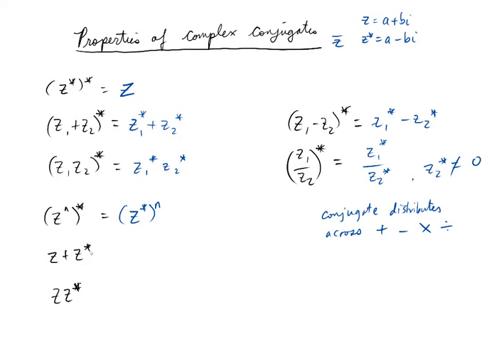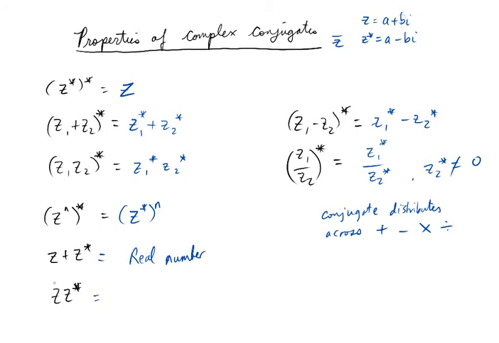z plus z star: if I add the complex number with its conjugate, what do you think will happen here? This part and this part will cancel out, so I end up with just a plus a. So this actually is a real number. We can just generalize that as becoming a real number.